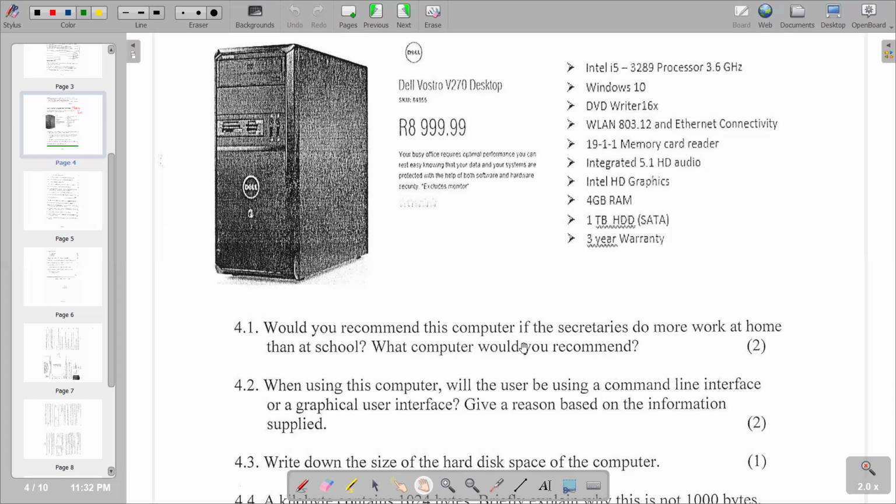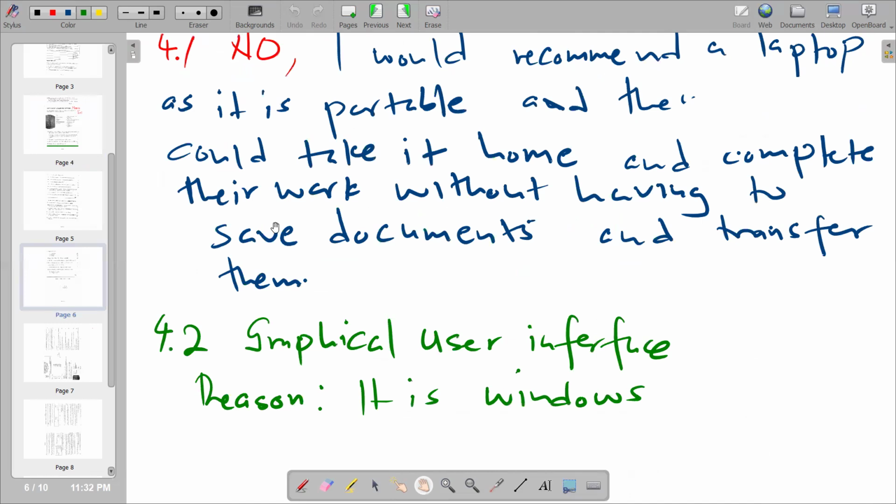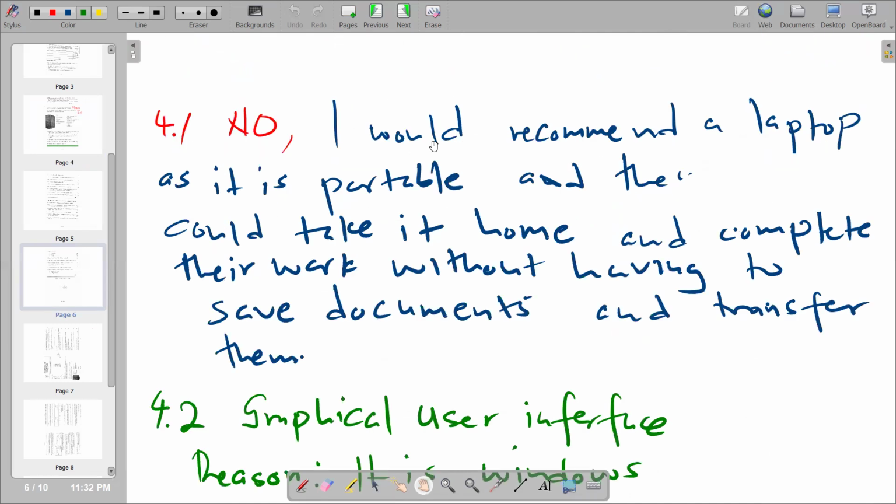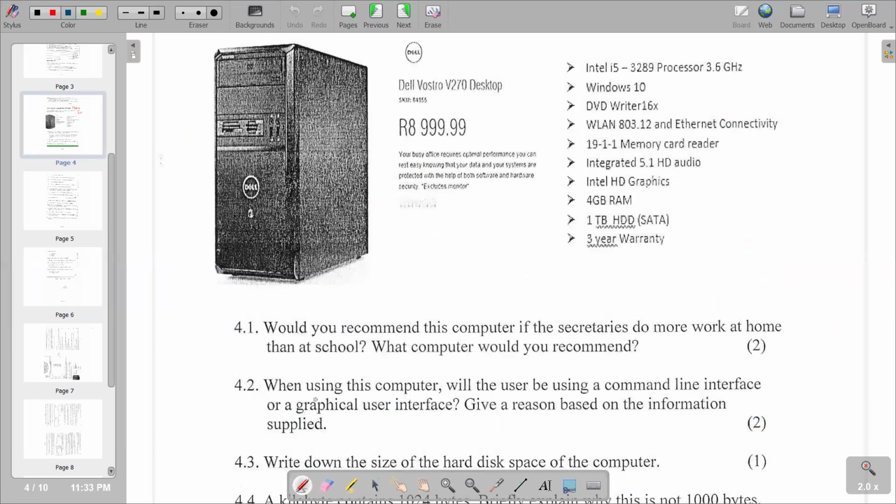Then what would you recommend? Obviously, a laptop is more appropriate as it can easily be carried from one point to the other. So basically, that's what we have on the answer section, whereby on the first part we are saying no, and on the reason, I would recommend a laptop as it is portable and they could take it home and complete their work without having to save documents and transfer them. The ones that we are referring to are the secretaries as they are referred to in the question. So basically, that's what we have on 4.1, 4.2.